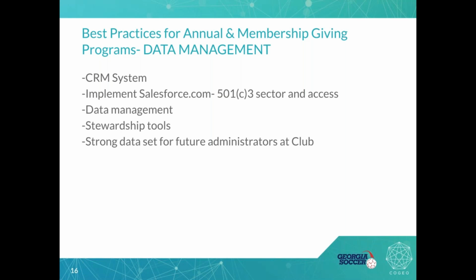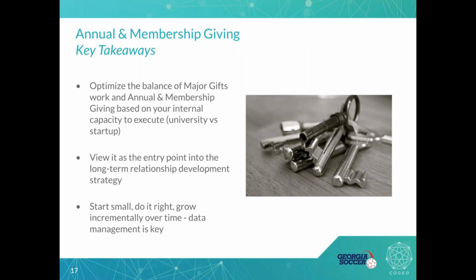All right, the penultimate slide, number 17. What are some key takeaways from this half hour together today? Really, you want to optimize the balance between major gifts, which we talked about last month, and annual and membership giving, based on your capacity to execute. At a minimum, every club should do major gifts. And if they can overlay this concept, which is a bigger retail program, that's a huge advantage, because it'll actually impact the major gifts program.